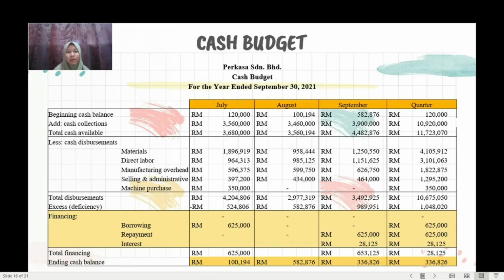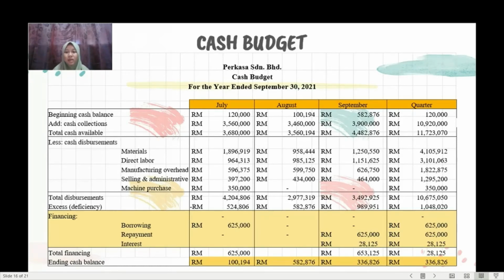This ending cash balance in July will be the beginning cash balance in August, and the same steps occur, where the total cash available minus the cash disbursements, for August and September, becomes an excess, since the total cash available is more than the total disbursements. And in August, there is no borrowing that needs to be done.